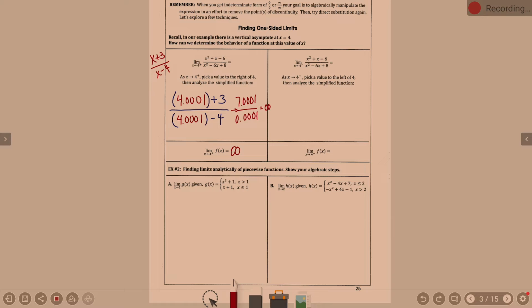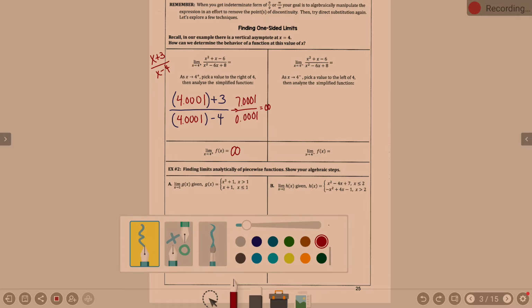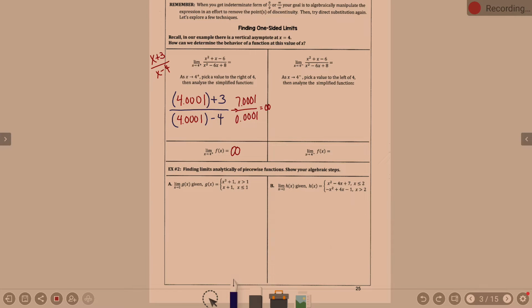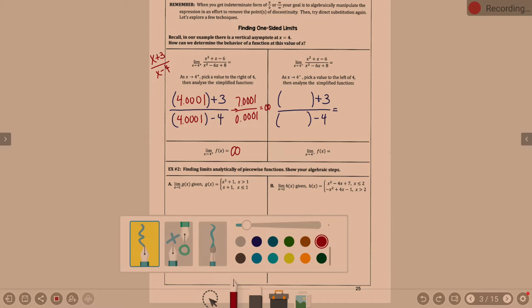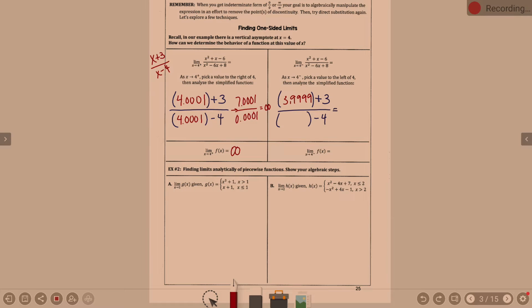What about as x approaches 4 from the left? Instead of using 4 point whatever, we can use something along the lines of 3.9. So if I fill in 3.999, what do I need? 4 nines to make it equivalent to the other one. So at that point, what?